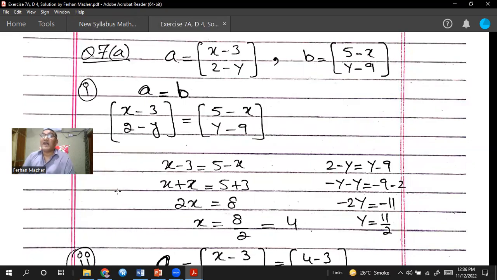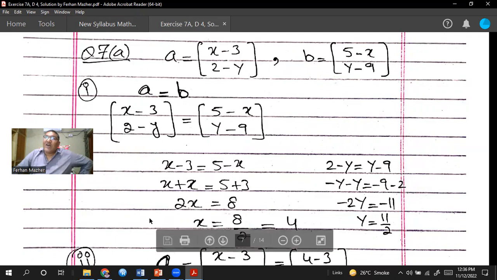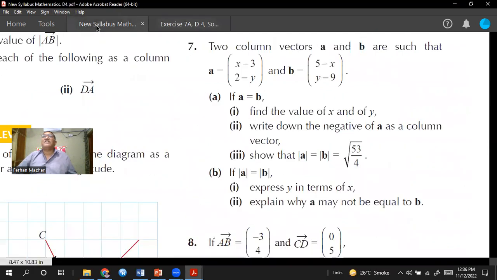Now I will compare the y's. So 2 minus y will be equal to y minus 9. So it will be minus y equals minus 9 minus 2. So minus 2y will be equal to minus 11. Negative, negative will be canceled. So y will be equal to 11 by 2, which will be 5.5. So now I know the value of y and I also know the value of x. That was the first part they asked us to do.